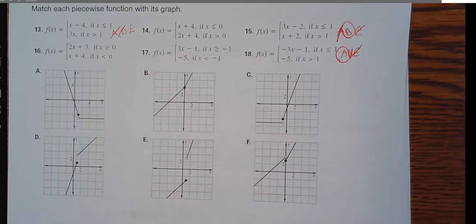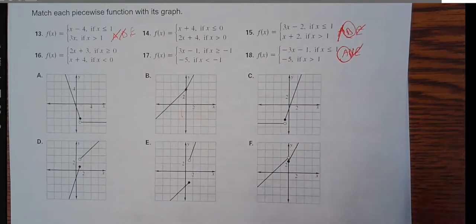So maybe pause and try the rest. I'm going to just put the answers down here in a second, but try to pause and see, could I do these on my own? Okay, and see if that helps you do it.